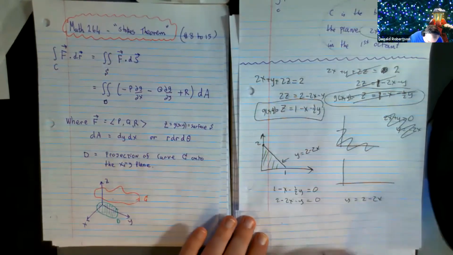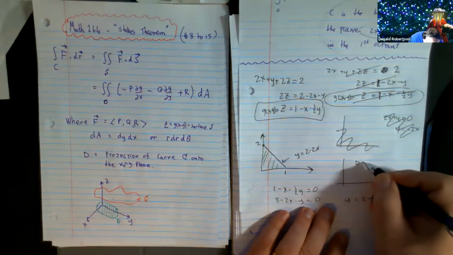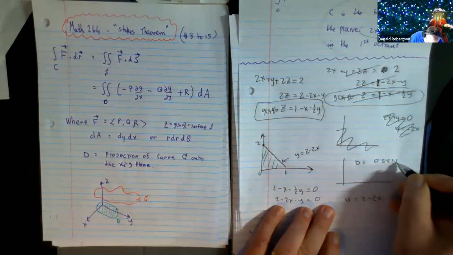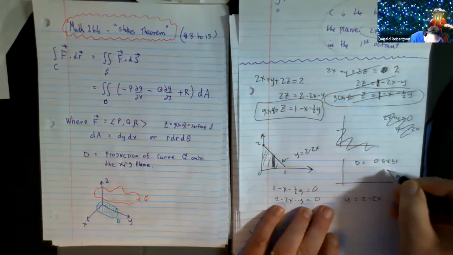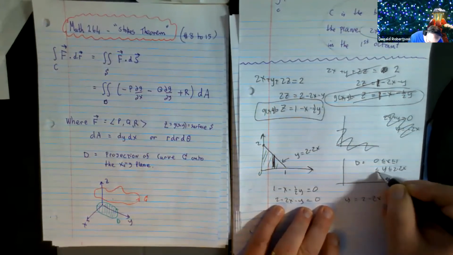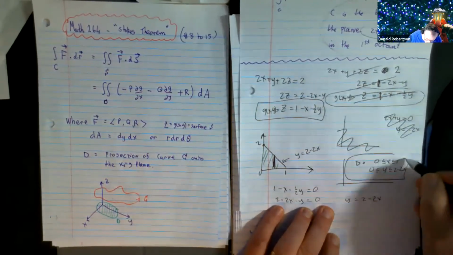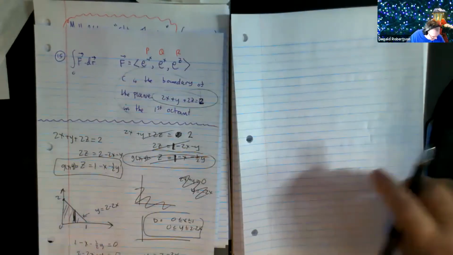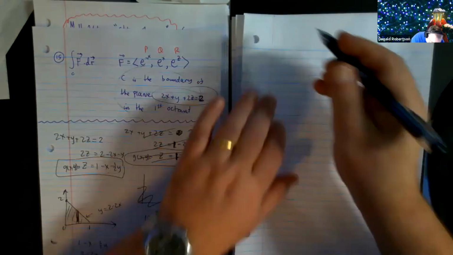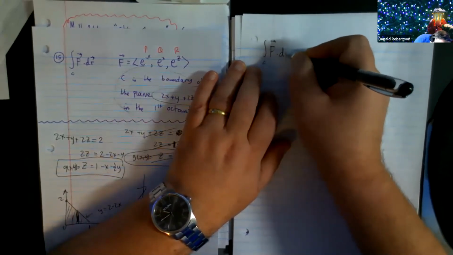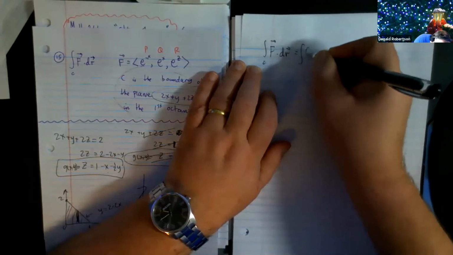So I now have my region D, and my region D is going to be x equals 0 to 1, and y is going to be from there to there. So I got my D, I got my G, I got my PQR. So I should be pretty much ready to go then. So this line integral has the same value as this double integral.